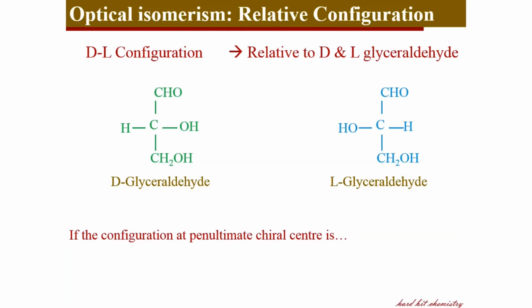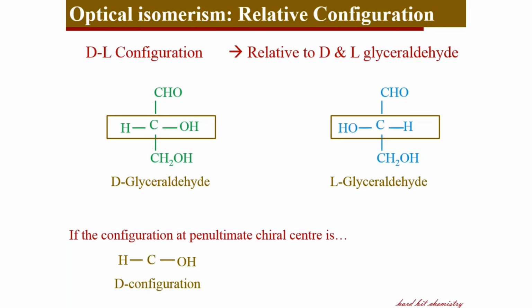If it possesses more than one chiral center, you need to look at the second last chiral center. So the configuration at that particular chiral center, if it matches with that of D-glyceraldehyde, the molecule possesses D configuration. Whereas if the configuration at the chiral center matches with that of L-glyceraldehyde, the configuration will be L. So here you have D and L configuration based on the relation to D and L glyceraldehyde.